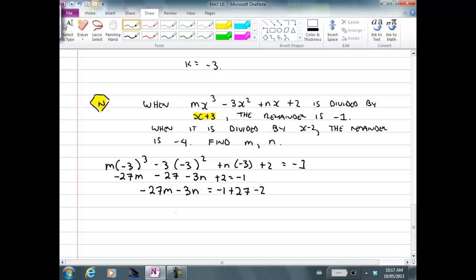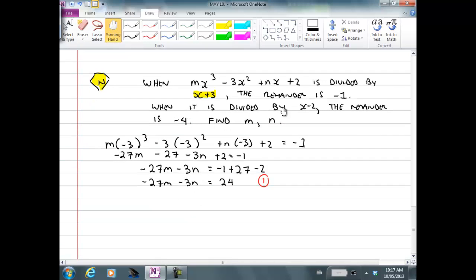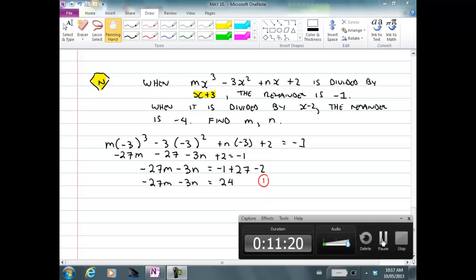Okay, nothing too bad. Simplify the right hand side right now. So this is negative 27m minus 3n equals, this is going to be positive 24, if I'm not mistaken. See, there's my first equation. I'm going to put a little 1 beside here to represent my first equation. I want you to do the exact same thing, except this time you're going to use positive 2. So I'm going to give you 2 minutes.